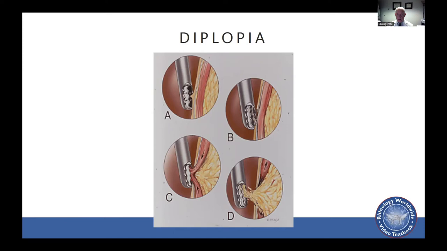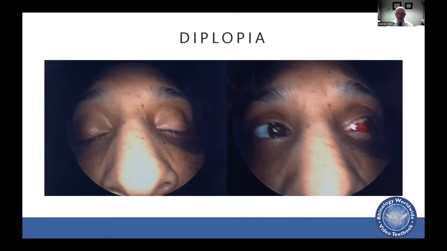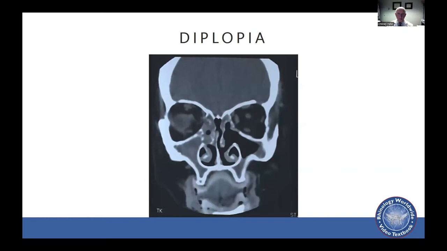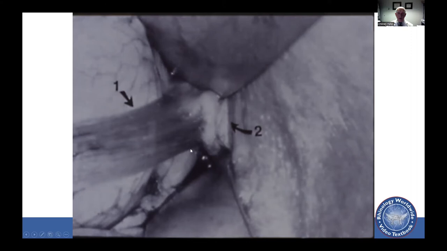This is from one of my publications. Here you see a patient with some ecchymosis and a medial rectus injury. Here you see on the right side where the lamina papyracea has been taken down and the medial rectus, as opposed to the left side, has been traumatized and injured. This is a picture of a traumatized medial rectus muscle during endoscopic sinus surgery.